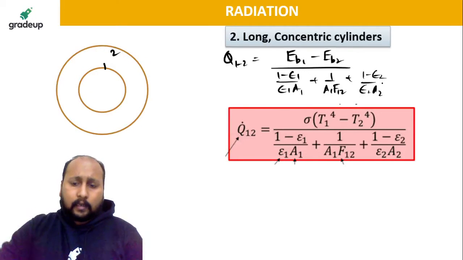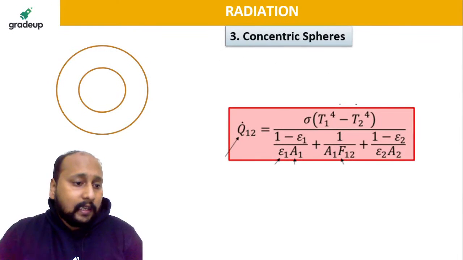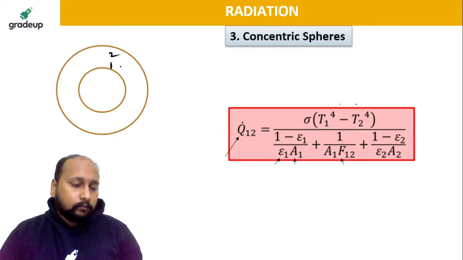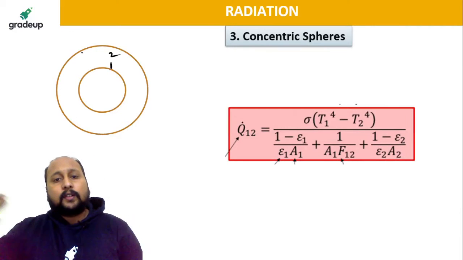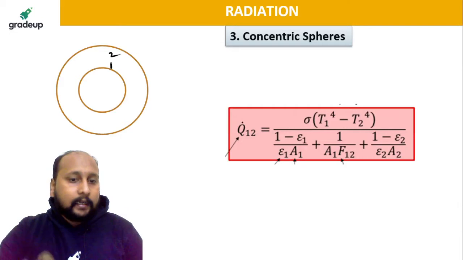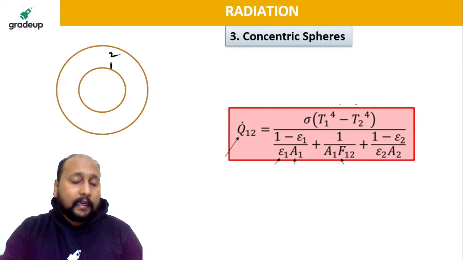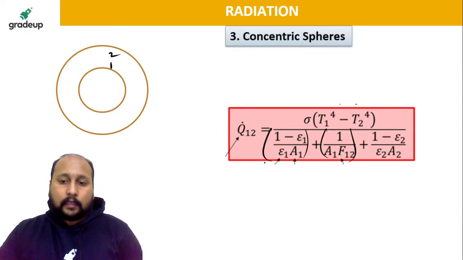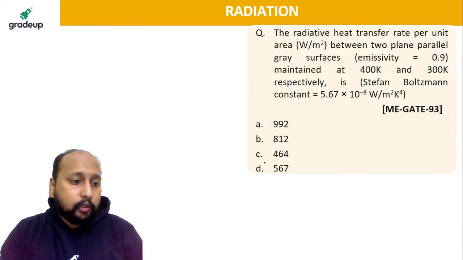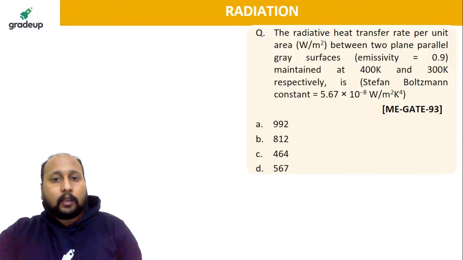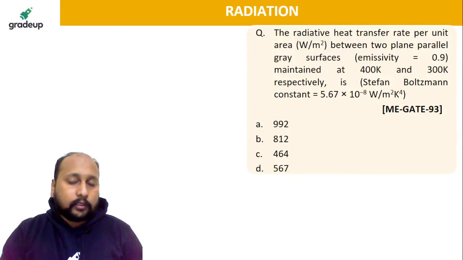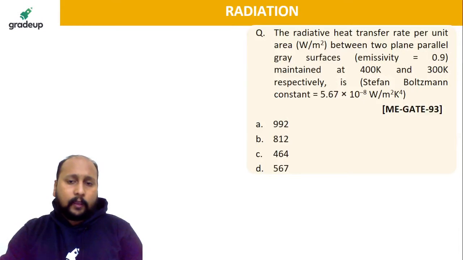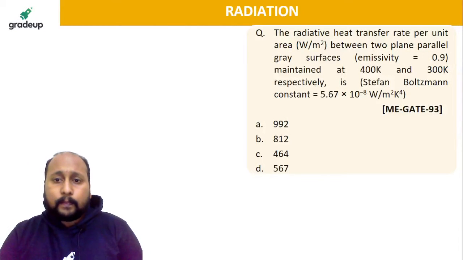Same formula again repeated. If I talk about concentric spheres, same formula. This is 1 and 2. So it doesn't matter what kind of surface you are talking about; the ultimate approach for getting the heat flux or heat transfer between surface 1 and surface 2 remains the same. Let's try to solve some questions and see how much you have understood from this topic, and after that we'll be talking about the radiation shield, solving a question and concluding the session.